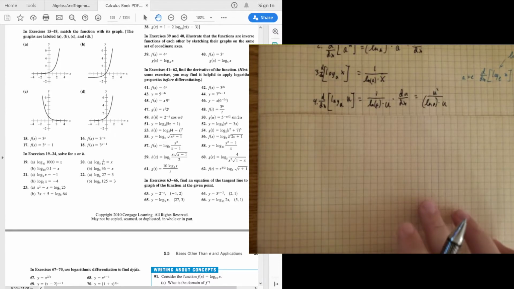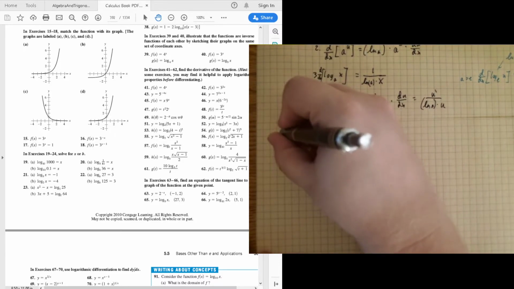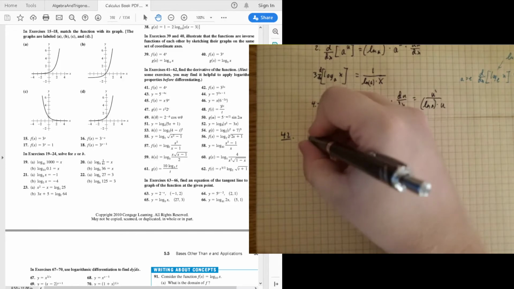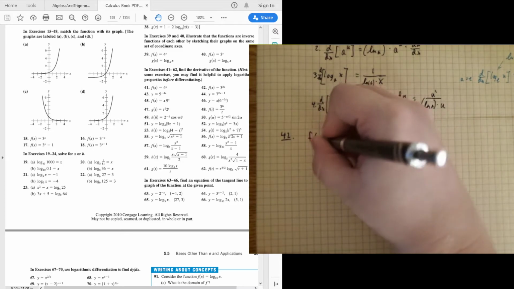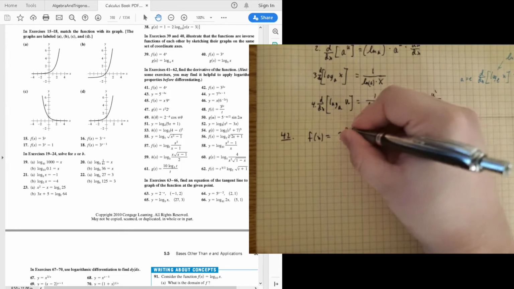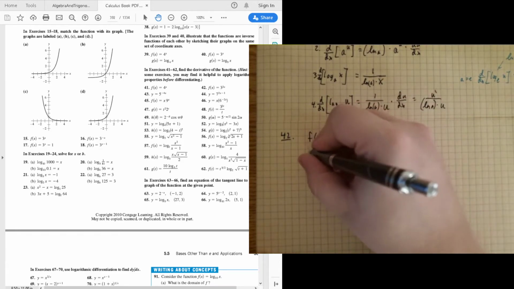So, this one, I'm going to do 42. I'm actually going to do it twice real quick, showcasing why rewriting them can be so helpful. This says f of x is equal to 3 to the 2x power, and it asks what's f prime.